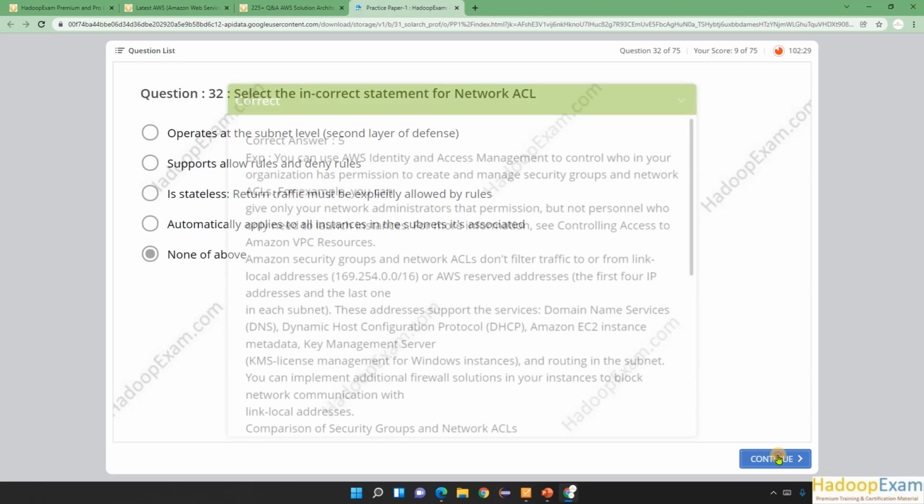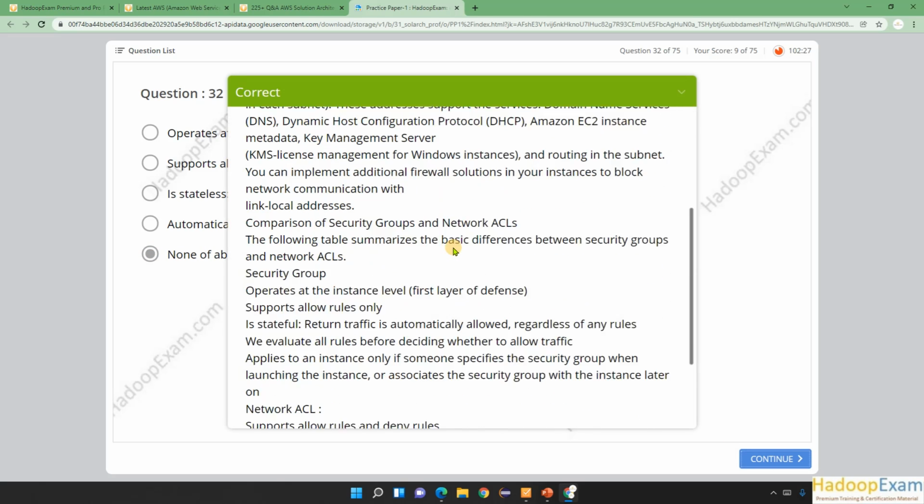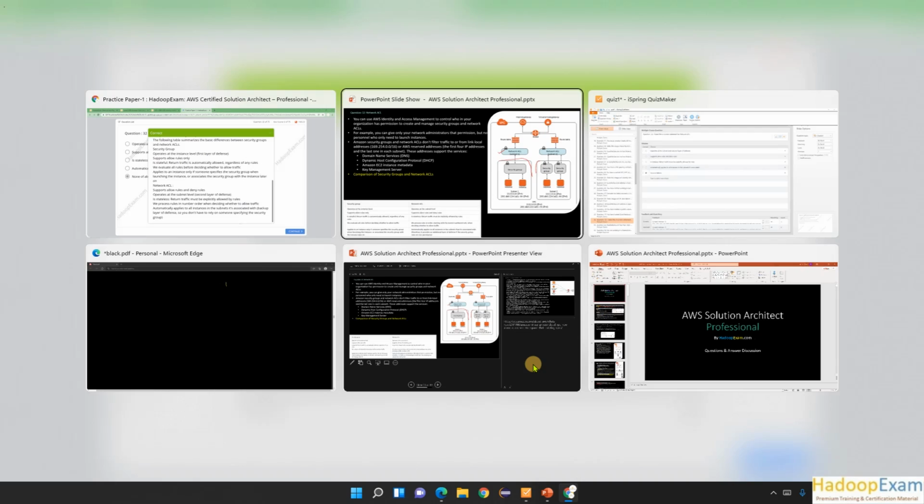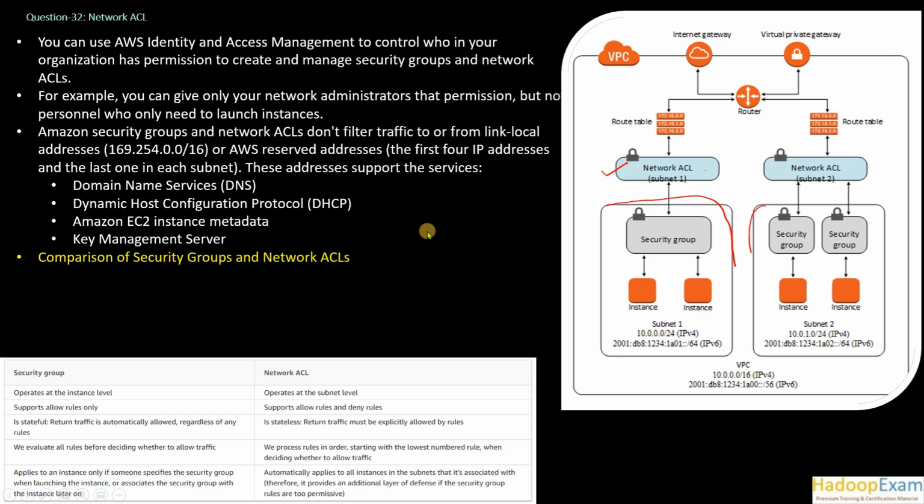So let me submit this, and you can see this explanation. You can read about this. I don't want to cover this slide in detail, but we have already covered it previously. So let me go through some different content here.